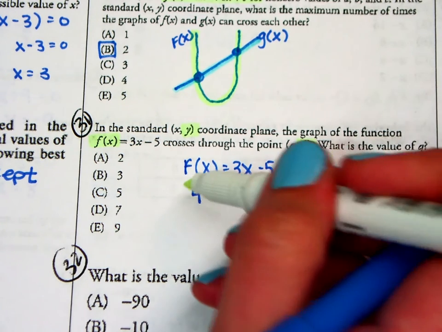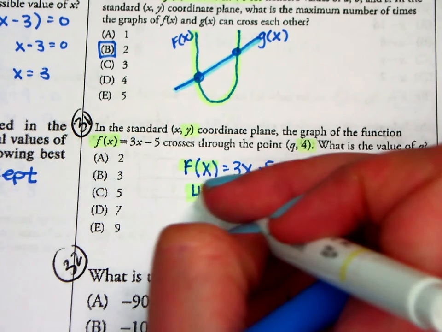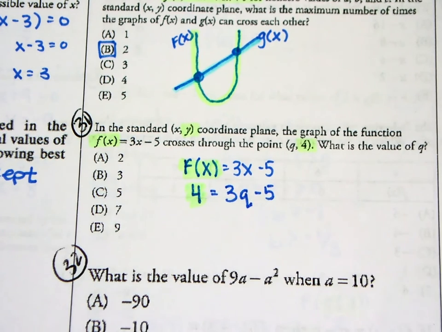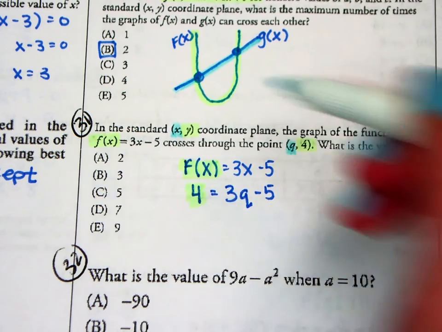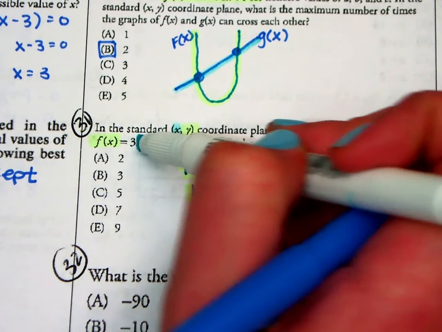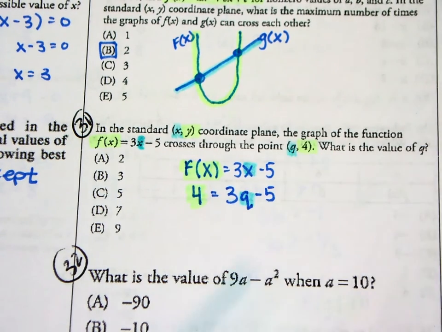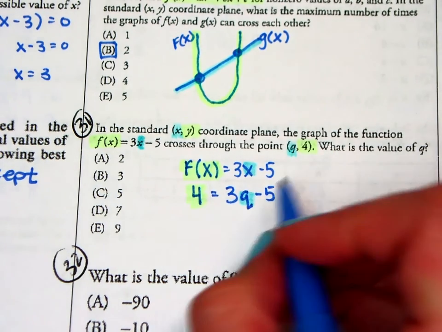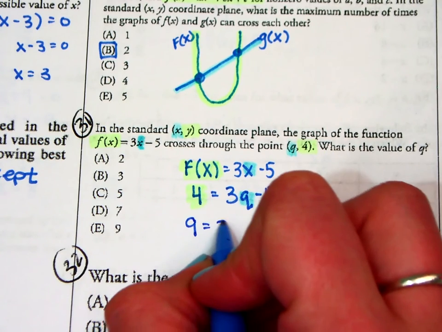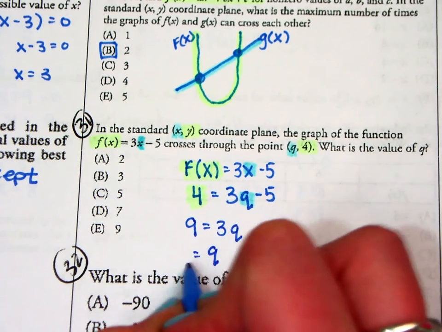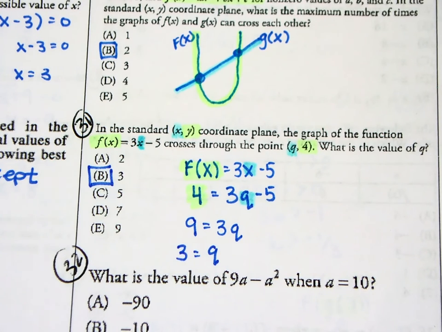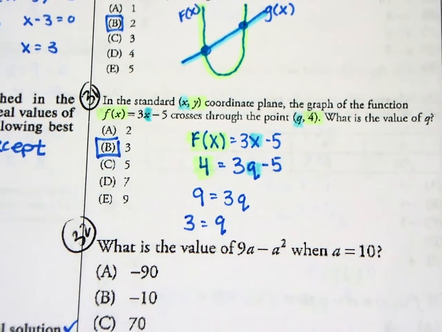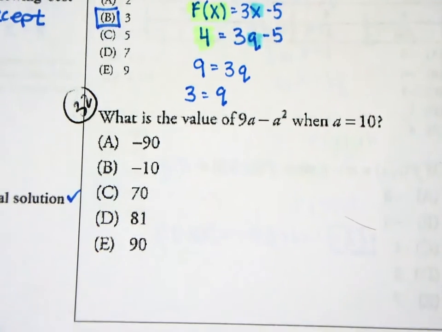So notice what's happening. F of x is always the Y value every single time. Then we're trying to find the value of Q. The value of Q is in the x location. So wherever I see an x, I'm going to replace it with Q. Now to solve, I'm going to add 5 to get 9 equals 3q. And when I divide by 3, I get 3 as an answer. So the value of q is 3. Just fancy substitution.